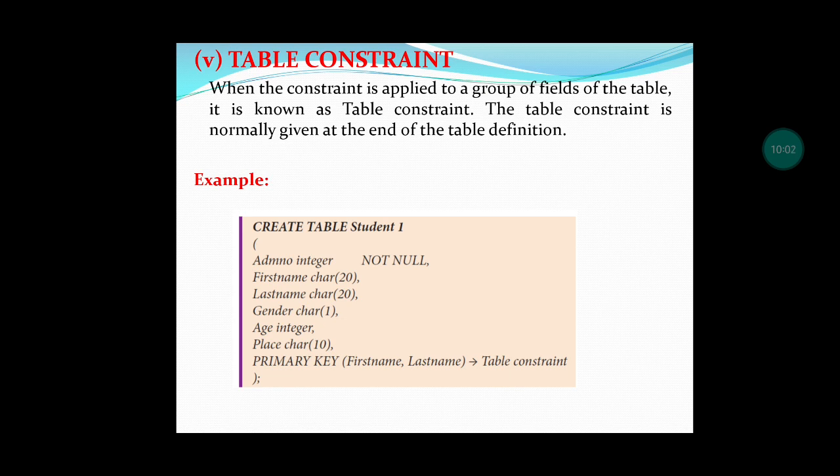Here, create table student 1. Student 1 is the table name. And we have given admission number, first name, last name, gender, age, place. And we have given the table constraint, primary key, for the first name and last name. At the end of the table creation, we have to use this table constraint. So in this way, we have used the table constraint.